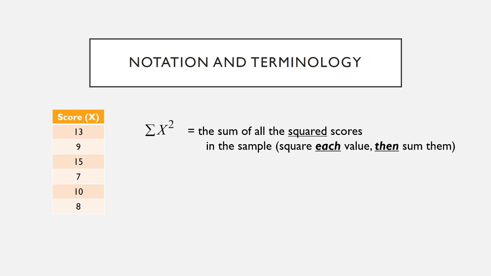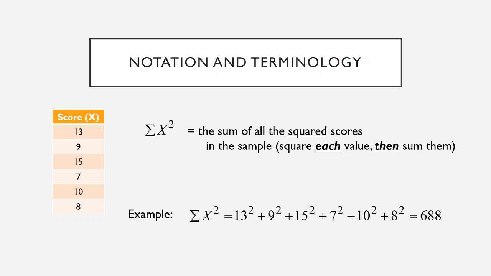Sigma X squared would have you square each score individually, so square of 13, square of 9, square of 15, etc., then sum up all of those squared values. The order here is very important. If you did this the opposite way, your value would be off. So what you need to do here, if you see a notation that looks like this, is square every single score of the variable X first, then sum them up. So sigma X squared equals 688. Again, notice that 13 was squared, 9 was squared, 15 was squared, and then I summed up second.